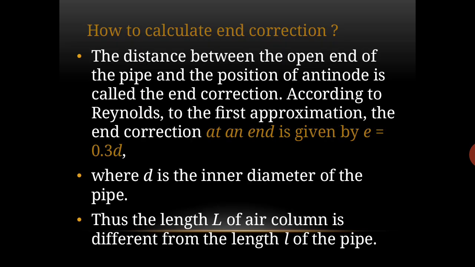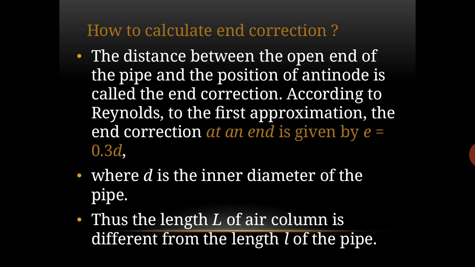Now how to calculate the end correction? The distance between the open end of the pipe and the position of antinode is called the end correction. According to Rayleigh, as a first approximation, the end correction at an end is given by E is equal to 0.3 d, where d is the inner diameter of the pipe.